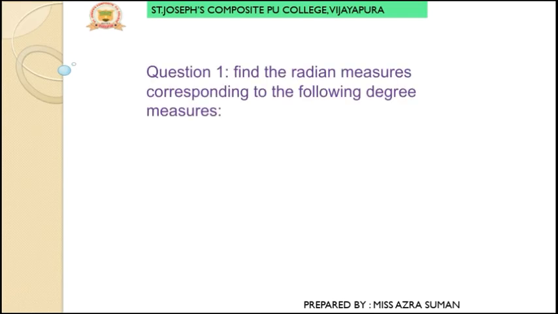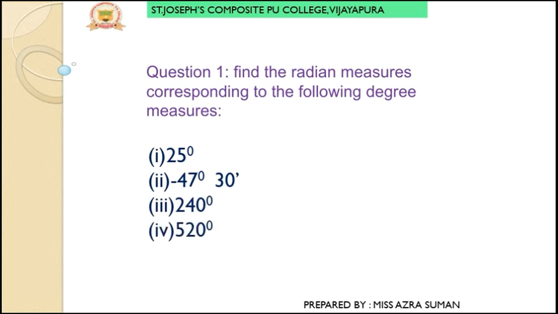Our first question is, find the radian measures corresponding to the following degree measures. The sub questions are: first, 25 degree, minus 47 degree 30 minutes, 240 degree and 520 degree. Now we will solve these problems one by one.